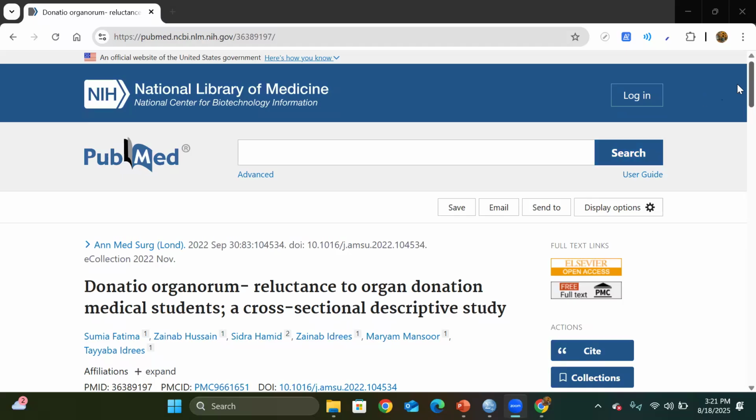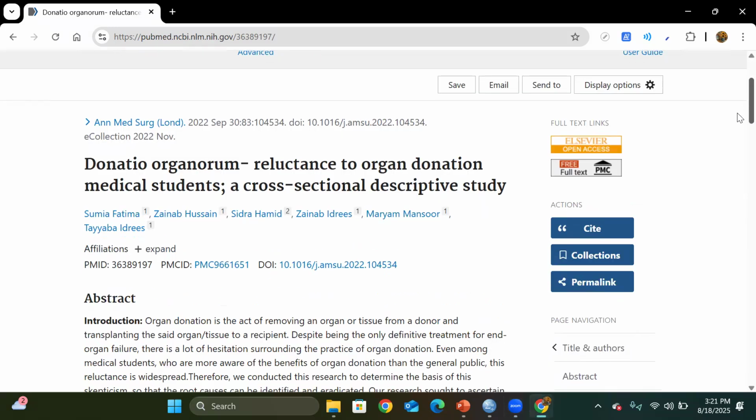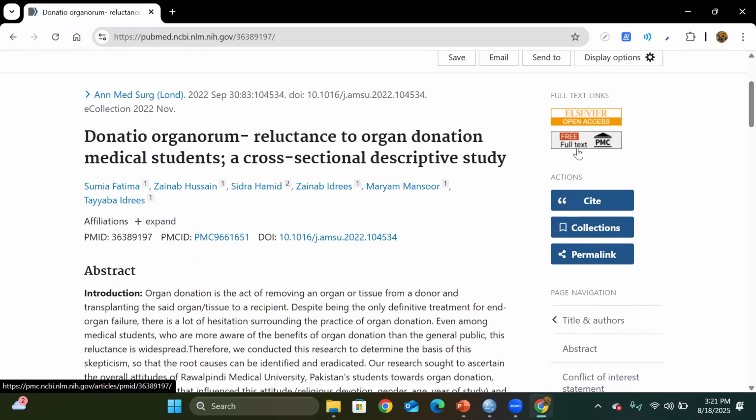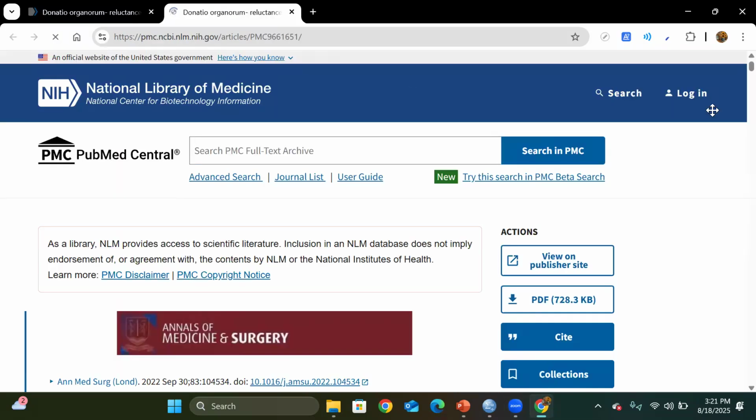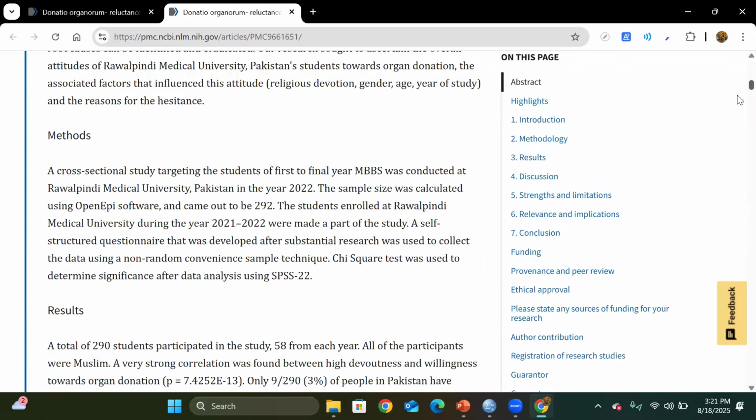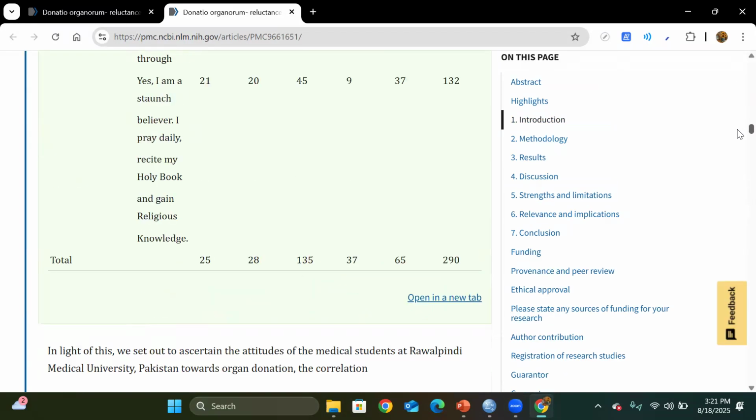Okay, so now we are moving on to applying our first test. Before that, we need to apply some descriptive statistics. I will show you guys. This is one of our articles on organ donation, and it was a cross-sectional study. I will take you into the results section.